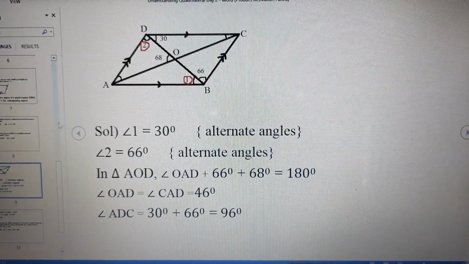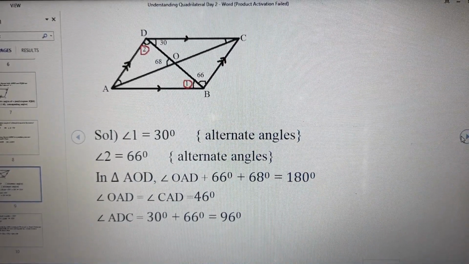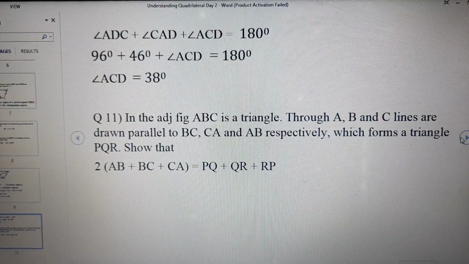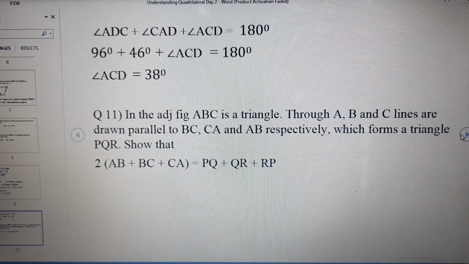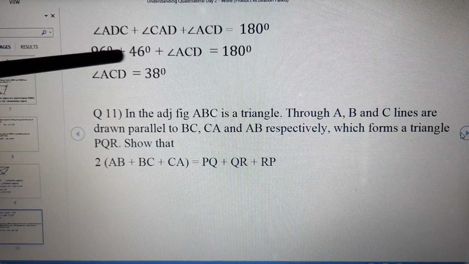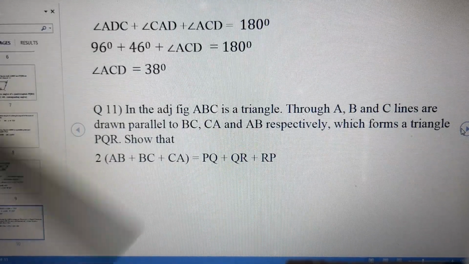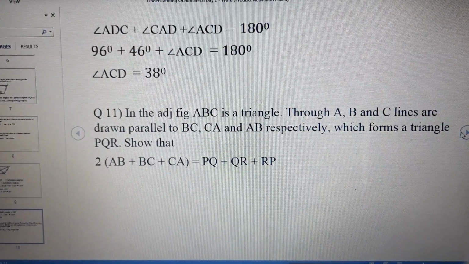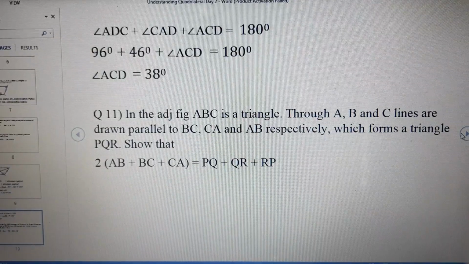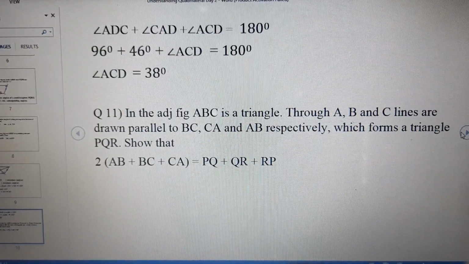Third angle is missing. So we will calculate the third angle with the help of the angle sum property of a triangle. Fine. 96 degrees plus 46 degrees plus the third angle is equal to 180 degrees. So we will calculate angle ACD is 38. Now we have to do one question.